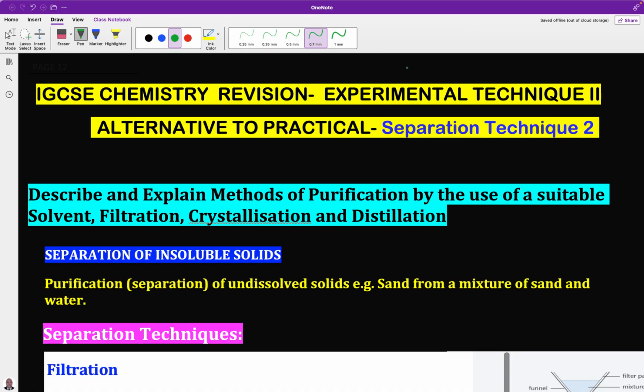Secondly, as I earlier mentioned in one of my videos on separation techniques, the separation method will also depend on physical properties such as the boiling point, the melting point, solubility, density, sublimation, and the magnetic properties.